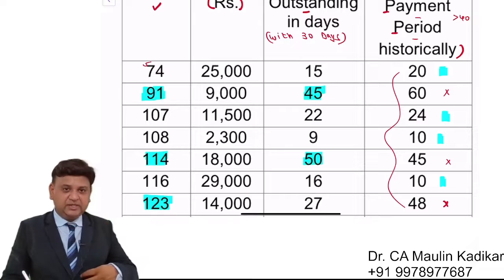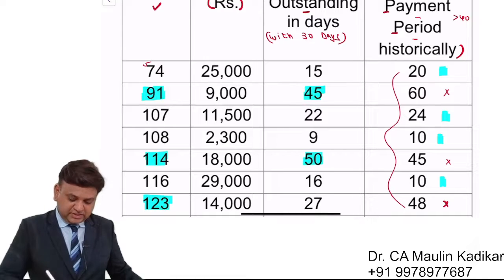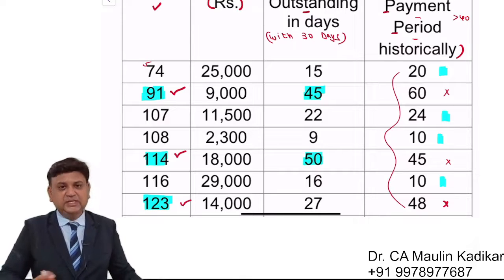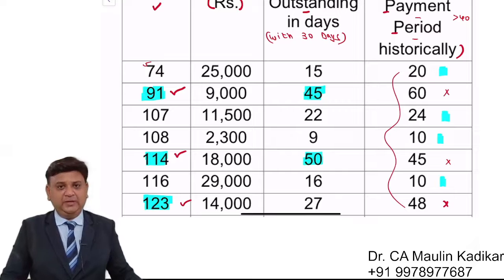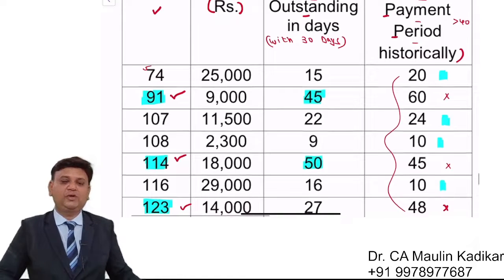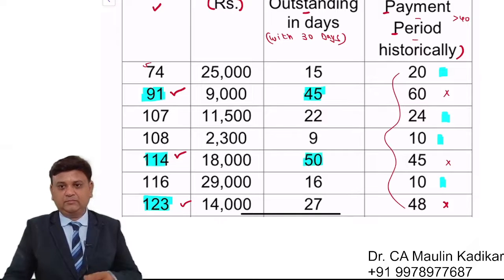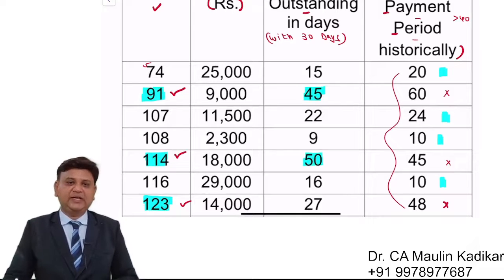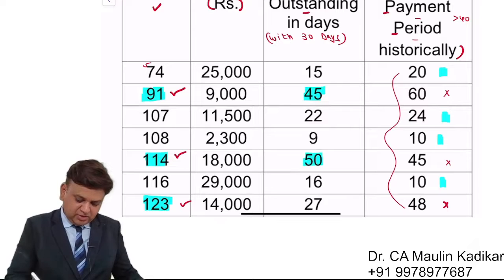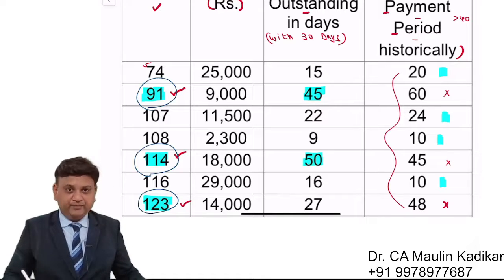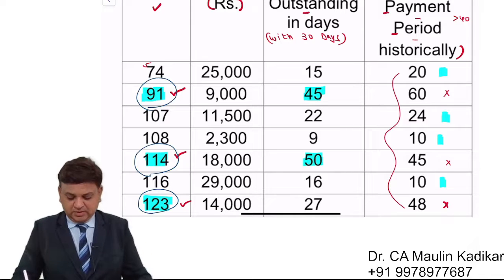Hence we understand that customer number 91, customer number 114, and customer number 123, these three customers will not qualify for lending. Remaining customers will qualify for lending. That is what we understand. So basically, these three customers do not qualify for lending. That is the first thing.